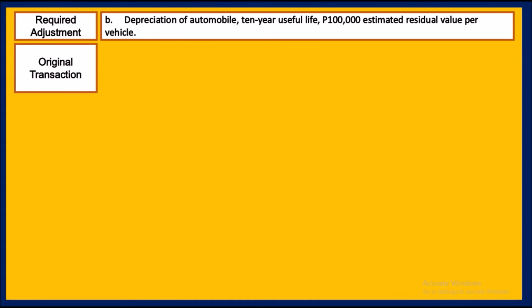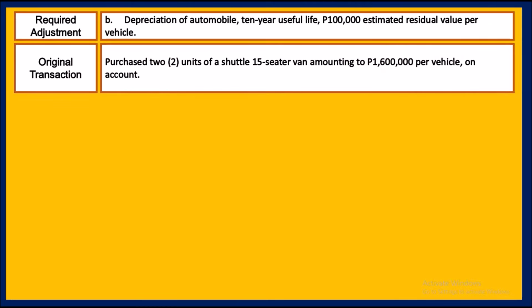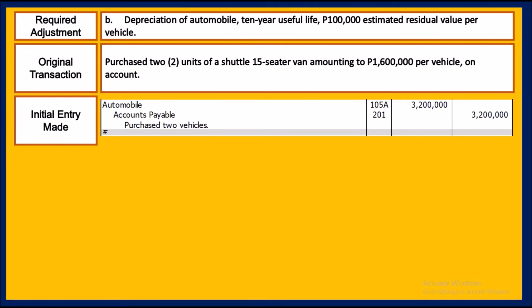Now let's go back to the original transaction. The original transaction is the purchase of 2 units of 15-seater shuttle vans amounting to 1,600,000 each, on account. So that time, our entry was debit automobile for 3,200,000 and credit accounts payable for 3,200,000. So this will be our analysis.